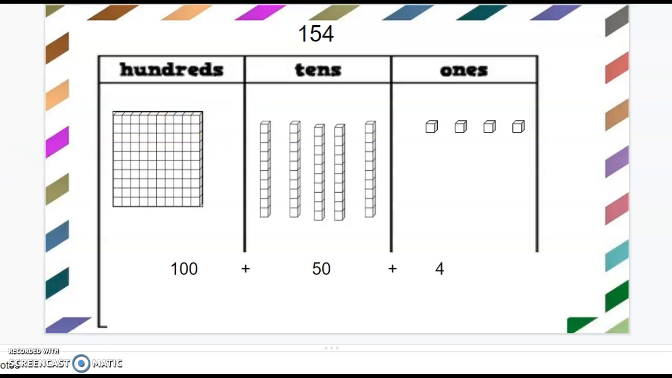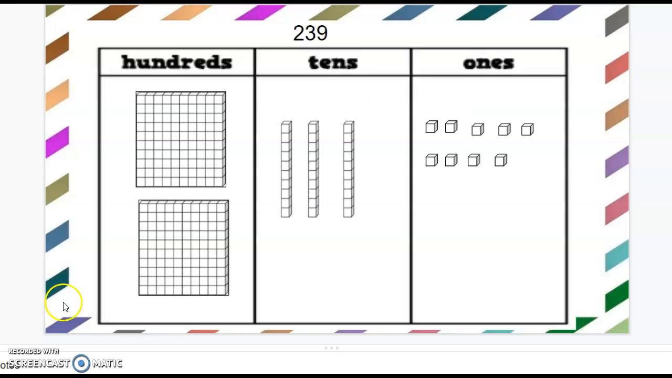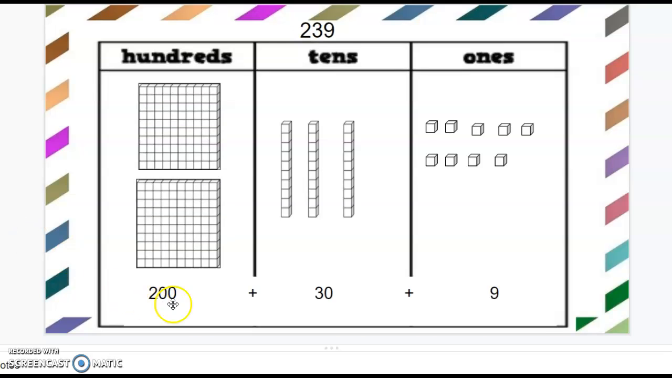Okay, example number 2, 239. Well, we know base 10, this is 239. If we put it in expanded form, we're going to pull the number apart. You have 200 in the hundreds place, 30 in the tens place, 9 in the ones place. This number is 200 plus 30 plus 9 gives you 239.